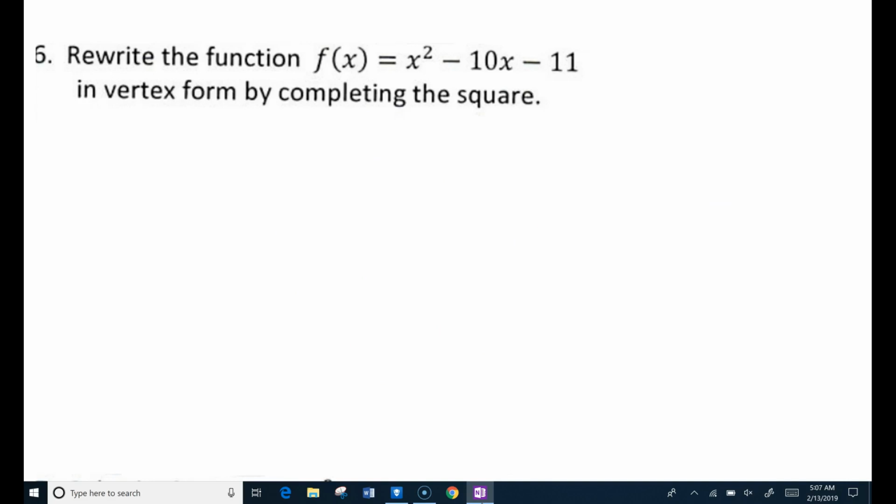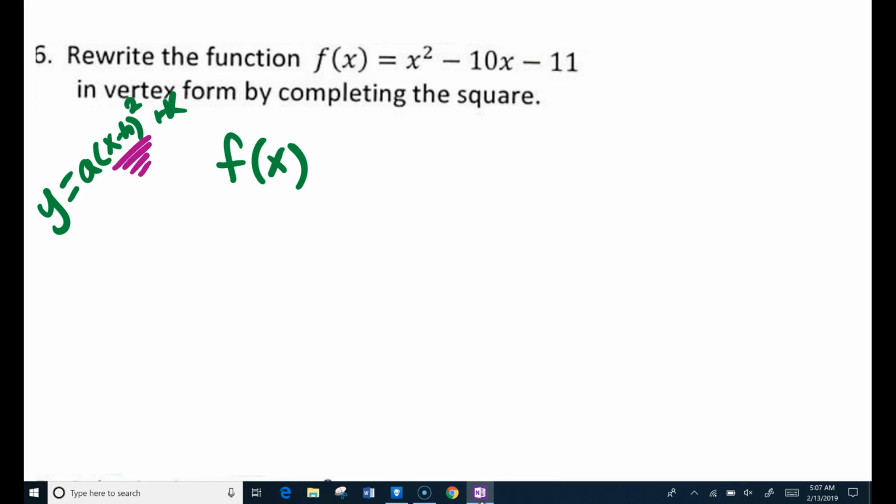Number 6. Rewrite the function f of x equals x squared minus 10x minus 11 in vertex form by completing the square. Alright, so remember vertex form just looks like y equals a times x minus h squared plus k. So we're completing the square here in order to get that perfect square trinomial that we'd be able to factor pretty nicely there. So I rewrite what I have, x squared minus 10x, and I'm going to use these two terms right here to try to get a perfect square trinomial in the front.